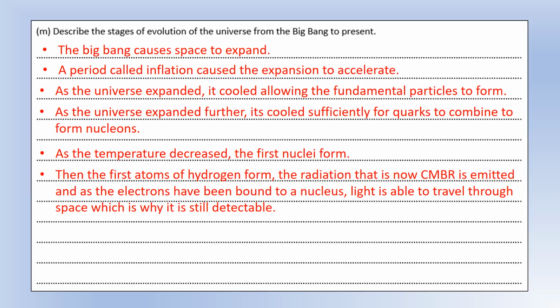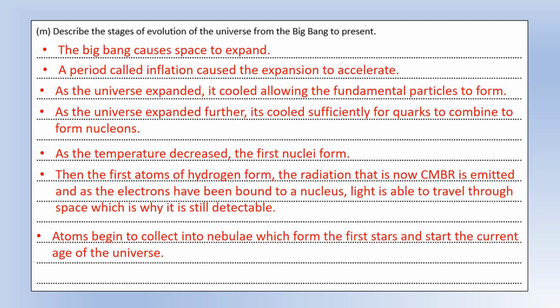The reason we can still see it now is because once the electrons are bound to a nucleus, light is able to pass through space without being blocked by electrons, which is why we can still see it. And then as we start to get atoms, gravity starts to pull them together into nebulae, and then we can start the process of forming stars, and we've essentially got to the age our universe is now in, the age of stars.